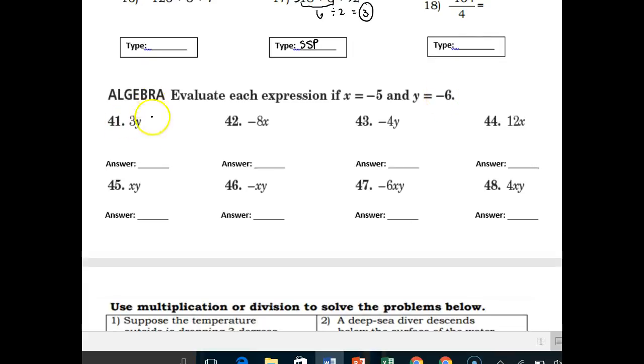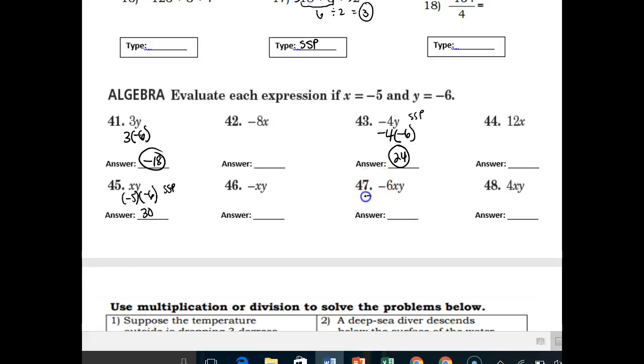So this part, you're going to plug these values in whenever you see them here. So for number 41, instead of y, I will plug in negative 6. So 3 parentheses negative 6. This means 3 times negative 6. So my answer is negative 18. Number 43, I have negative 4 parentheses negative 6, which is negative 4 times negative 6. That's SSP, same signs positive, gives me 24. Number 45, x and y. So this is basically parentheses 5, parentheses negative 6. So negative 5 times negative 6 is positive 30, because again, SSP.